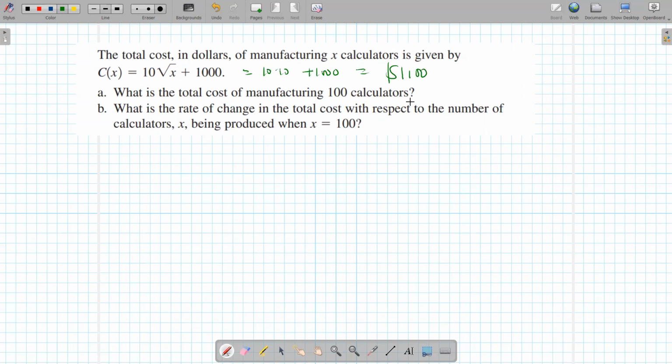So is this average rate of change or instantaneous rate of change? Average uses 2 different points, right? Like from 2 seconds to 5 seconds or something. It is not average, it's instantaneous, because they've only given you one specific point. x is 100.